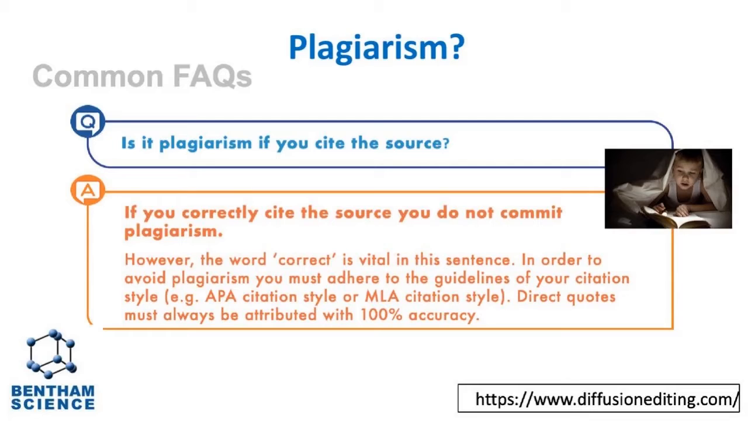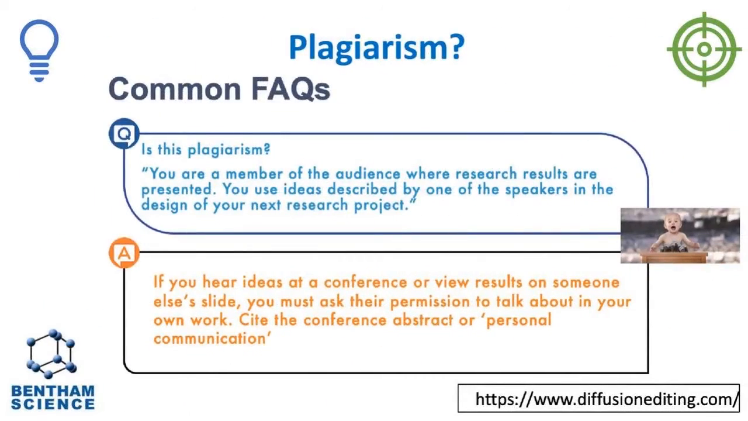And direct quotes, if you take information from another paper and you quote it directly into your article, you must attribute that source with 100% accuracy. If you have a question about this, maybe we can answer them at the end of this session today. But if in doubt, cite the work of other people, because if you cite the source, you will be okay. You will not be committing plagiarism. Taking work from somebody else's previously published work.